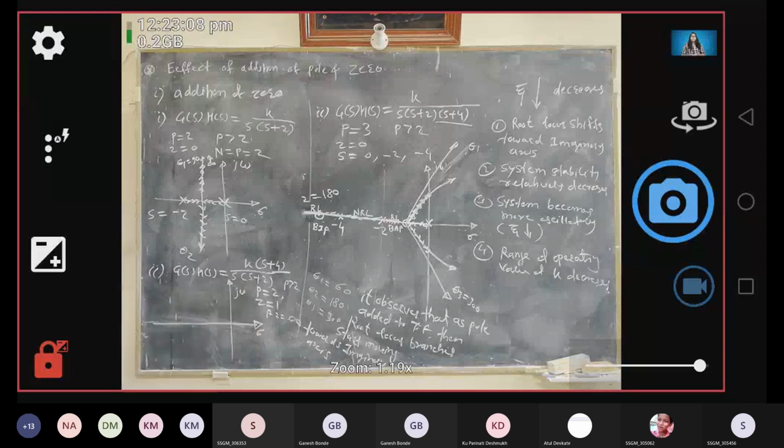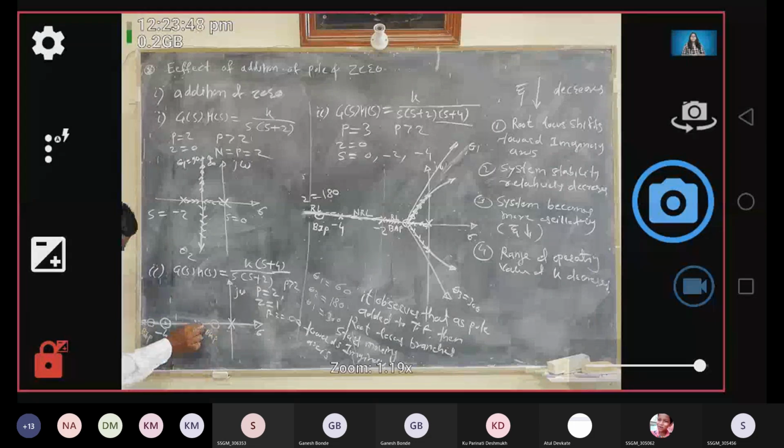Sigma, j omega. Locate the poles and zeros: one pole at origin, one pole at minus 2, and one zero at minus 4. So this will be the zero. There should be a breakaway point in between the two consecutive poles, and one break-in point exists over there. So here is the break-in point, and this will be the breakaway point.